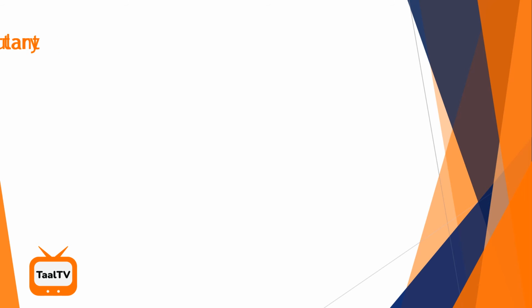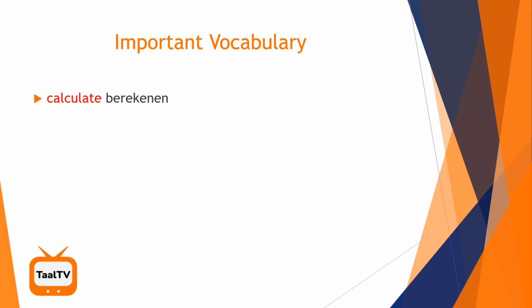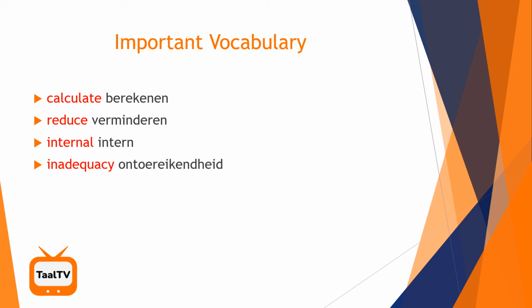Let's look at the important vocabulary that we saw in the last 4 slides. Calculate. Berekenen. Reduce. Verminderen. Internal. Intern. Inadequacy. Ontoereikendheid. Fraud. Fraude. Exchange rate. Wisselkoers.